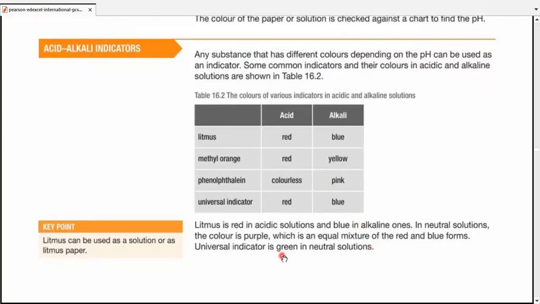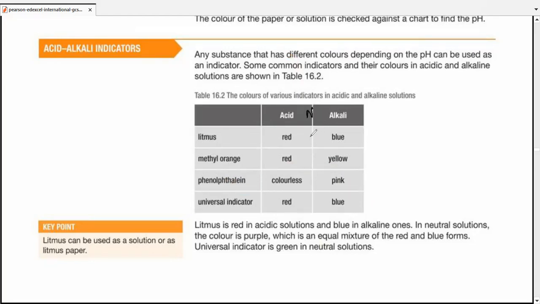Now, here they're talking about litmus. Litmus is red in acidic solutions and blue in alkaline solutions. But it's important that we understand their neutral systems. In neutral solutions, the color of litmus is purple, which is actually an equal mixture of red and blue. Universal indicator is green in neutral solutions. So each one also has its neutral color, which is probably not written over here in the book.